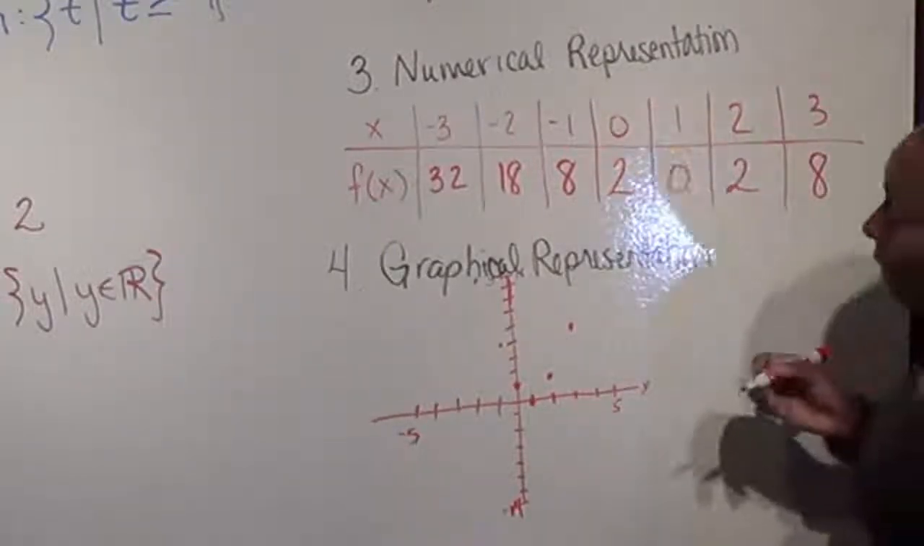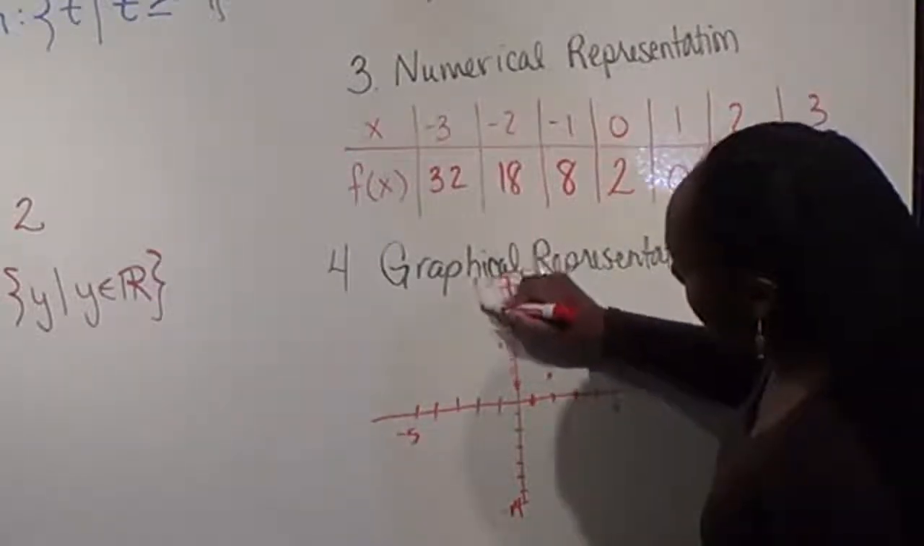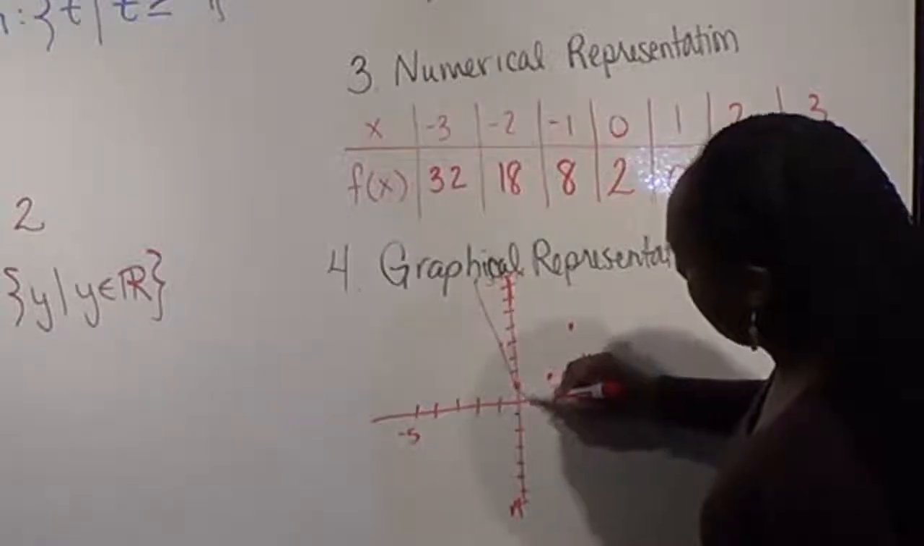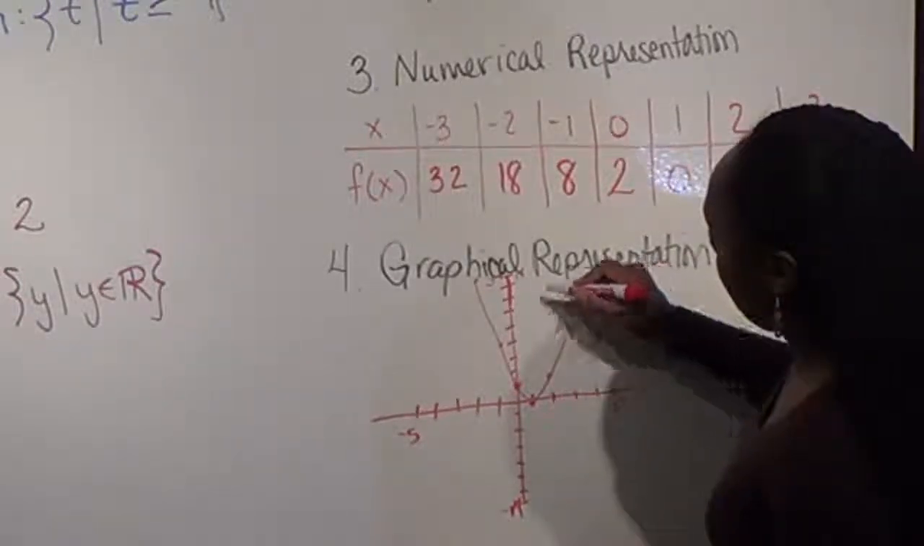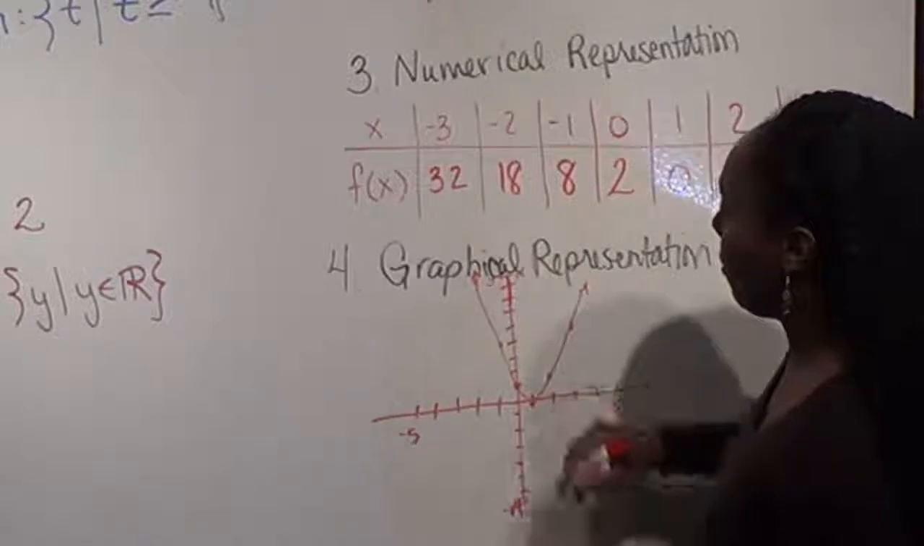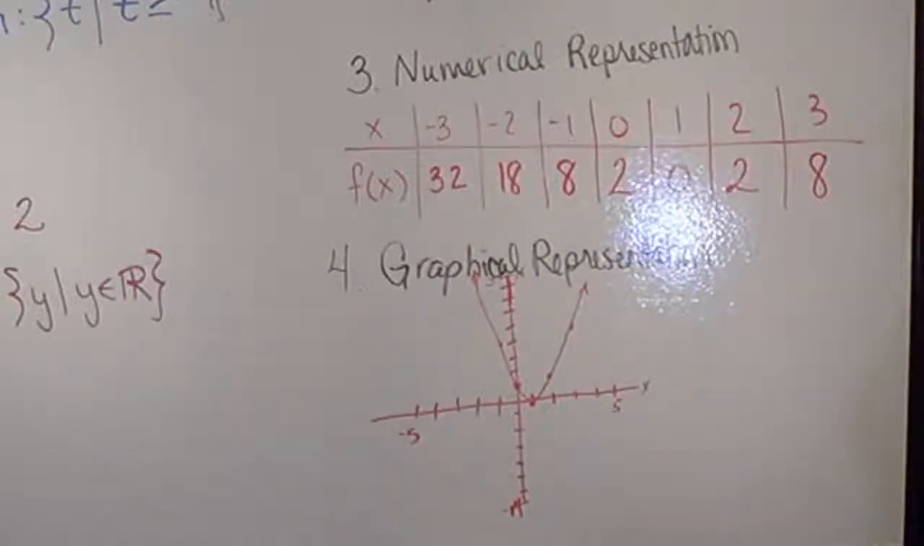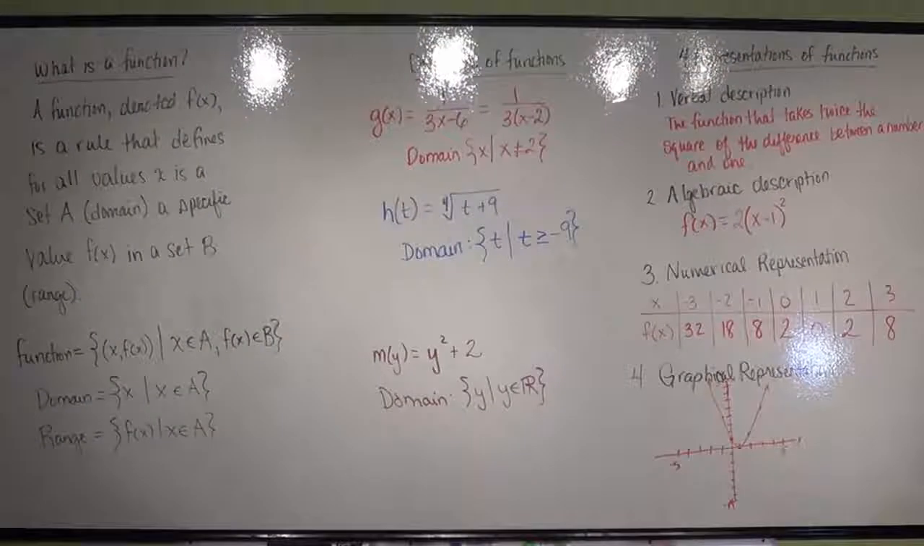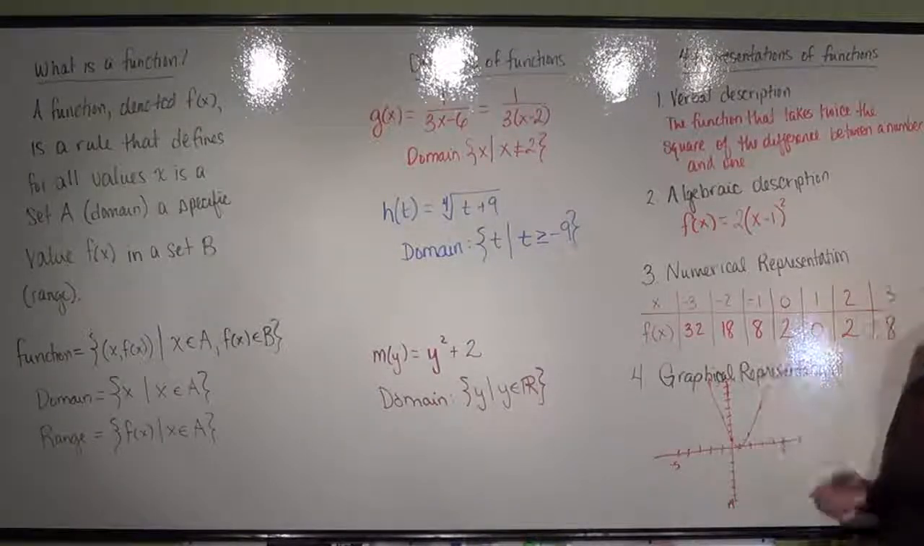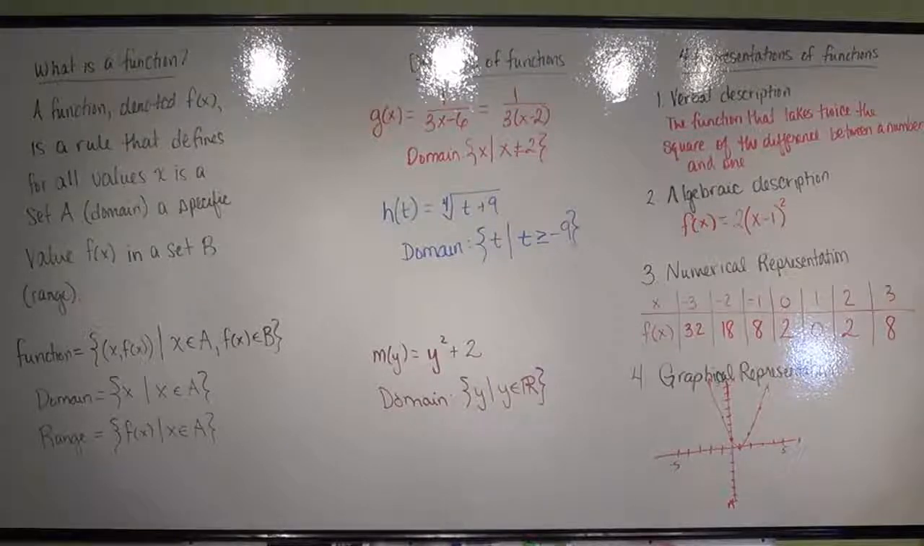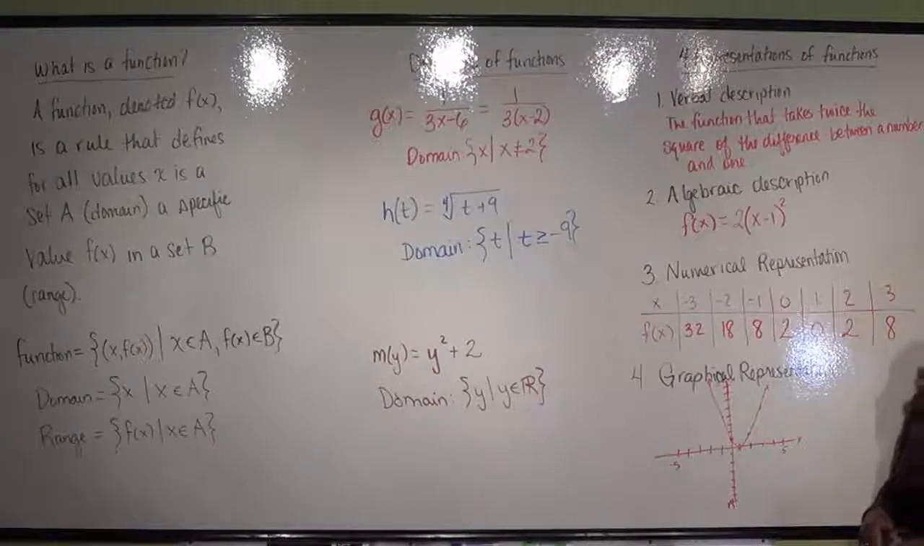And so for my graphical representation, I can see that there's a sketch of what it's going to look like. Okay? So those are the 4 different representations. And again, you're going to be asked to look at all of these as we go through this course for various functions, not just polynomial ones.